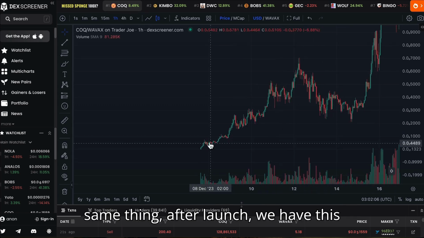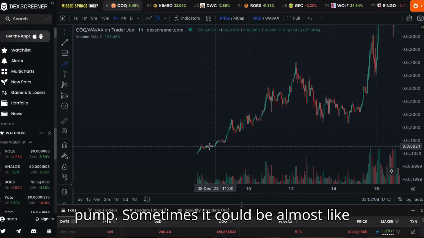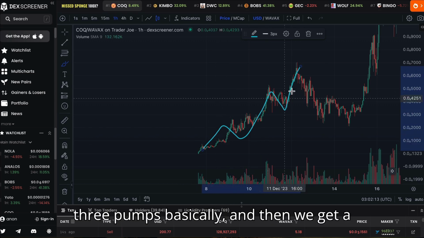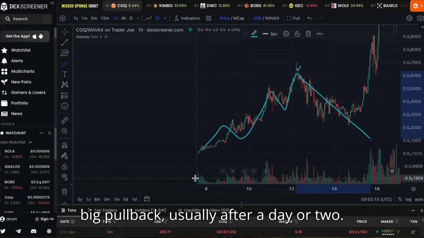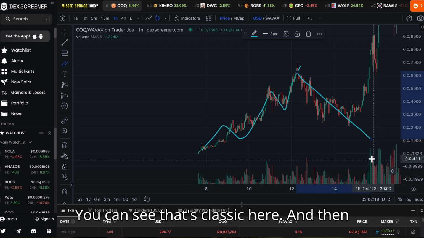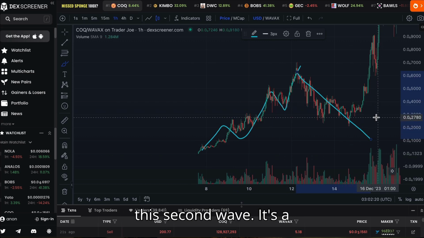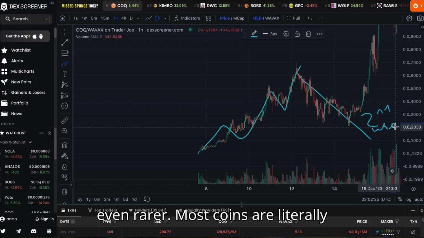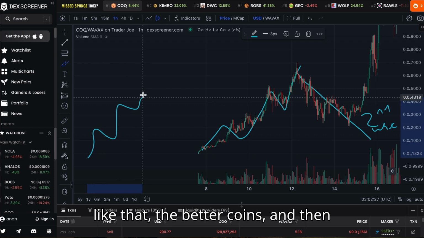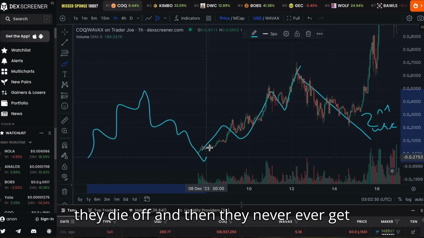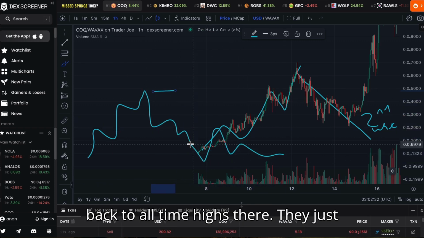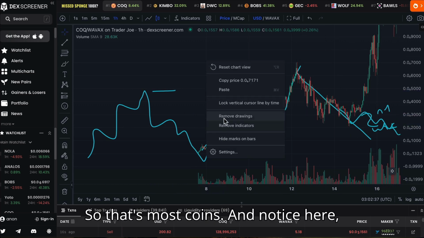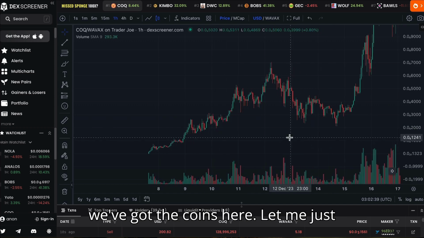But same thing, after launch, we have this pump. Sometimes it could be almost like 5 waves altogether, so 3 pumps basically, and then we get a big pullback, usually after a day or two. You can see that's classic here. And then this second wave, it's a rarity, and a third wave's even rarer. Most coins are literally like that, the better coins, and then they die off, and they never ever get back to all-time highs. They just stay below here. They never go up again. So that's most coins.